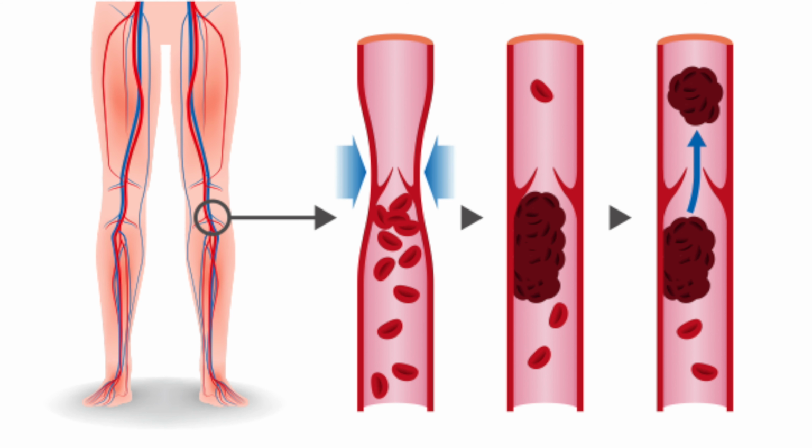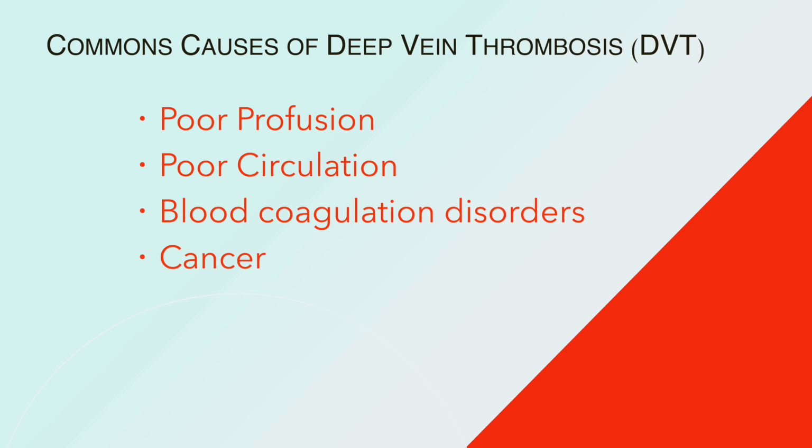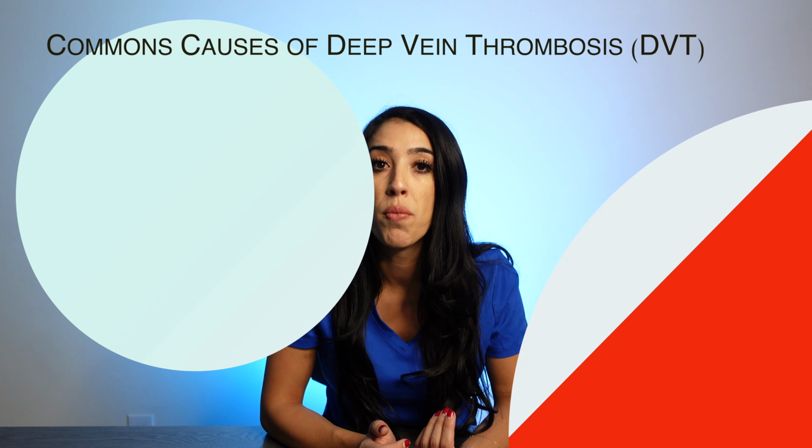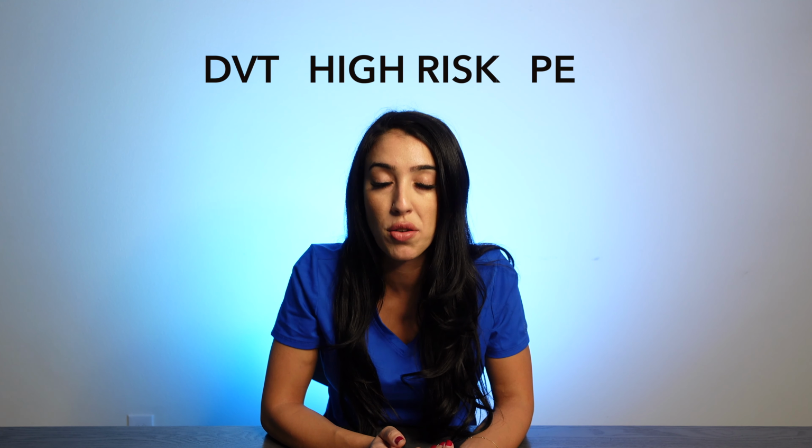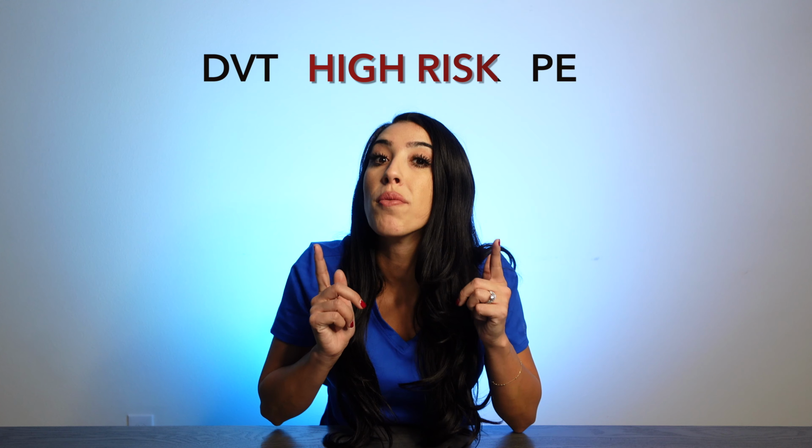There are many reasons why DVTs form in the first place, such as poor perfusion, poor circulation. Also, patients may have some blood coagulation issues or cancer that puts the clots or emboli at more risk to form in those large veins and then travel up to the lungs. So it's really important to understand that those that get a DVT have a very, very high chance that they're going to get a pulmonary embolism. So DVT, high risk for PE. So that's a way to remember that.